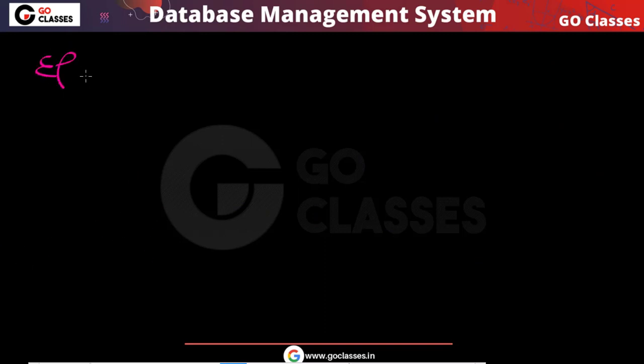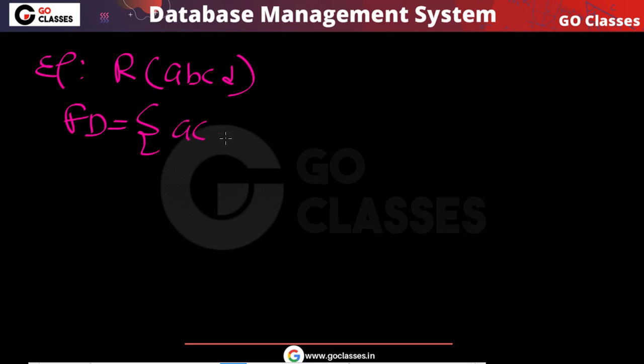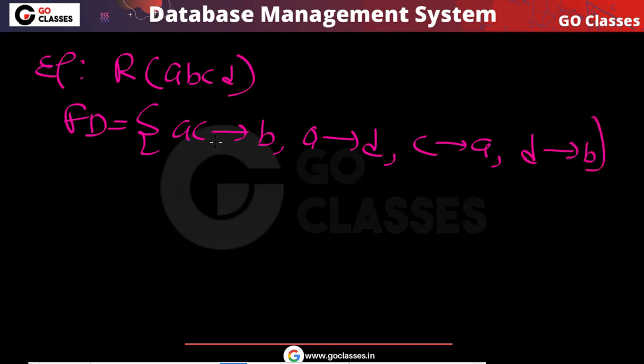Let's take another example. Consider this example. You have a relation R(A, B, C, D), and a set of functional dependencies is given to you. AC determines B, A determines D, C determines A, and D determines B. So this is the set of functional dependencies given to you.